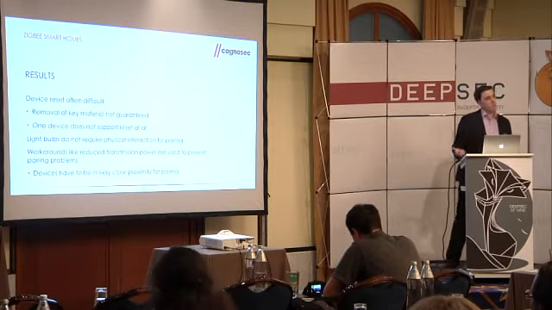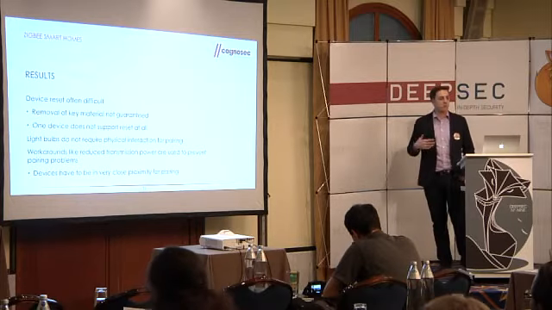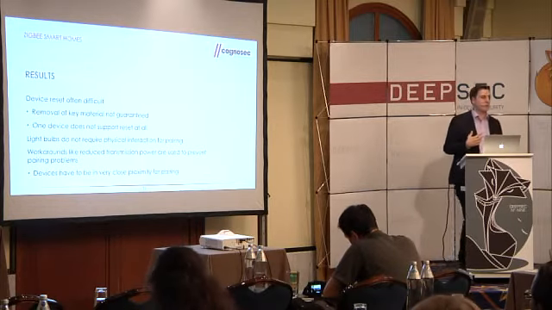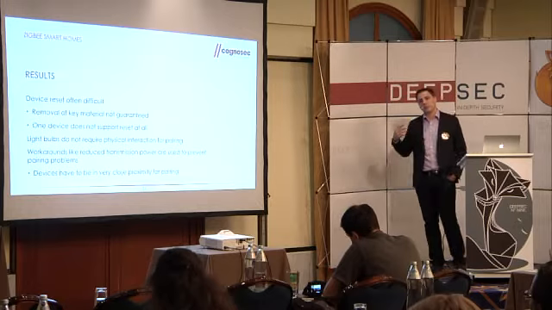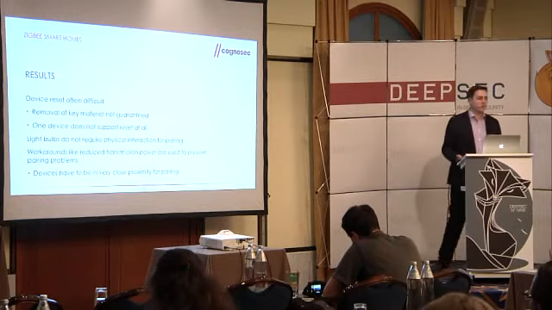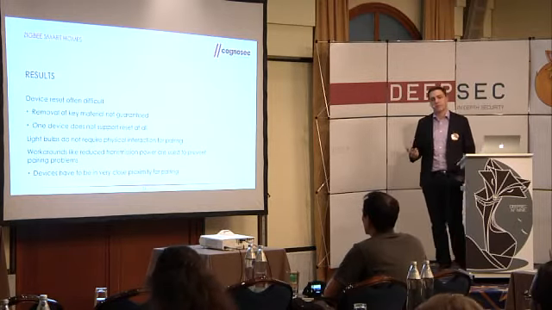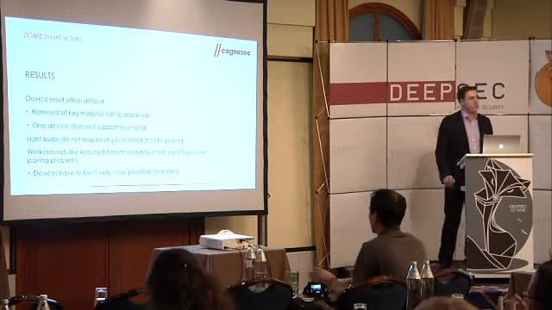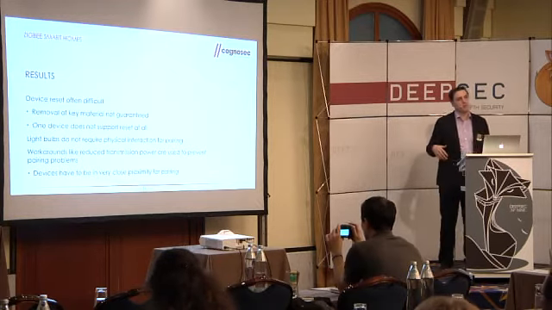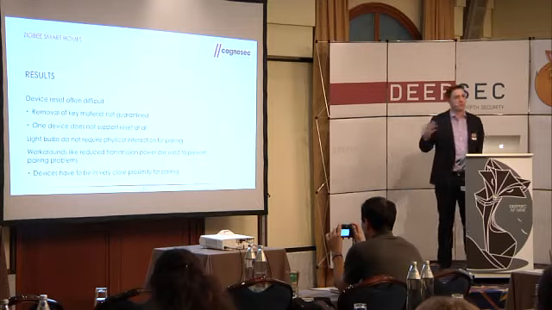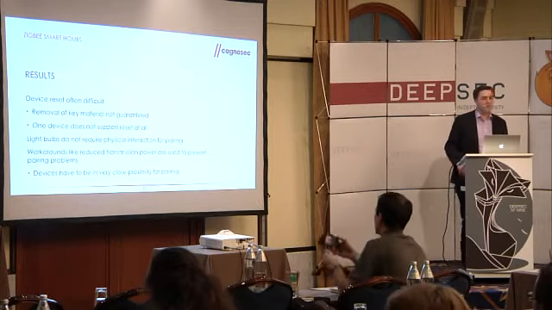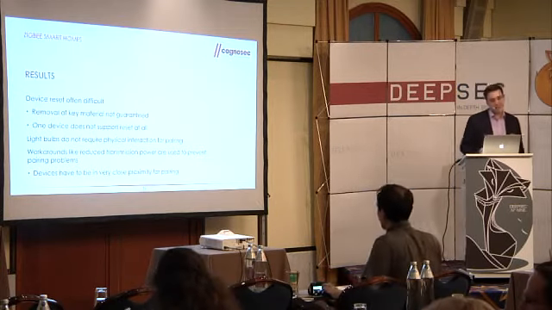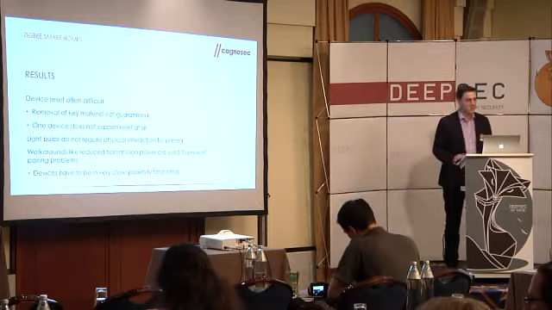And light bulbs also, they don't require physical interaction for pairing, so they are constantly looking for devices to pair, which is also very, very nasty, because for example, if your neighbor also has the Philips Hue system, you can just steal his light bulbs and switch the light on and off. Just, yeah, in the bedroom, it would not be so nice.